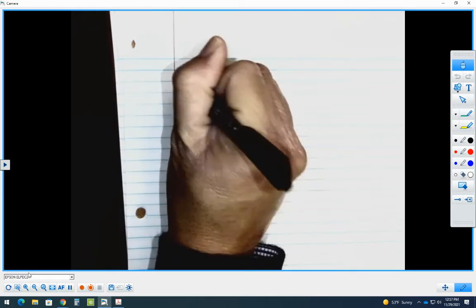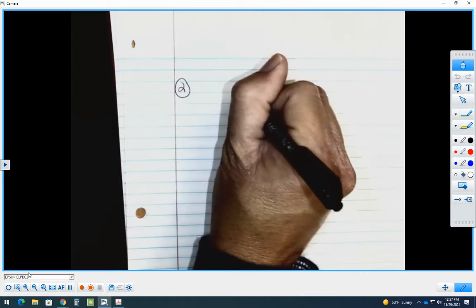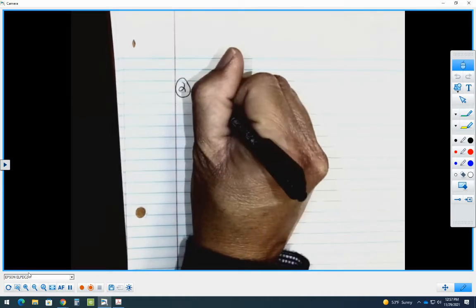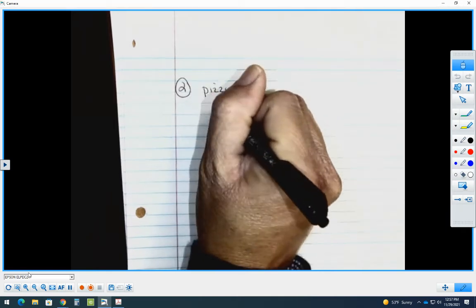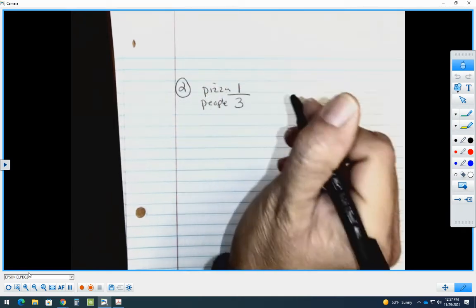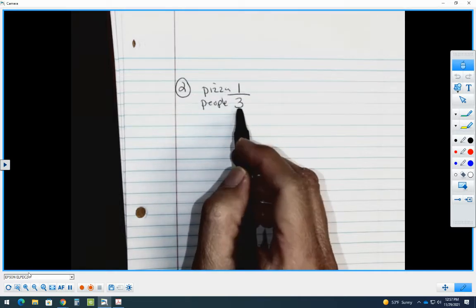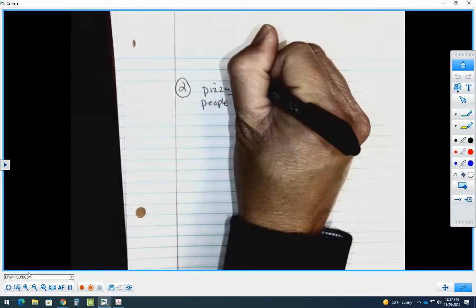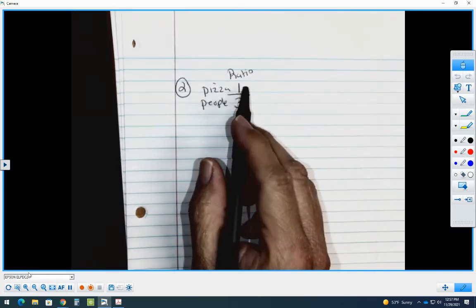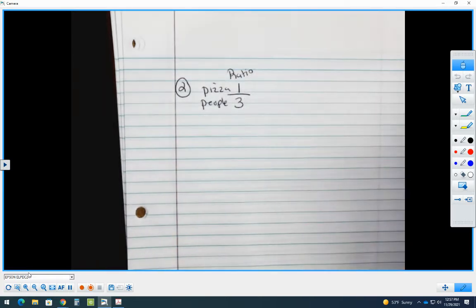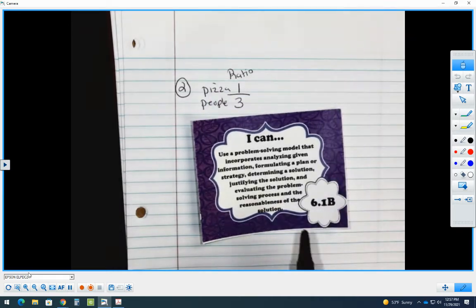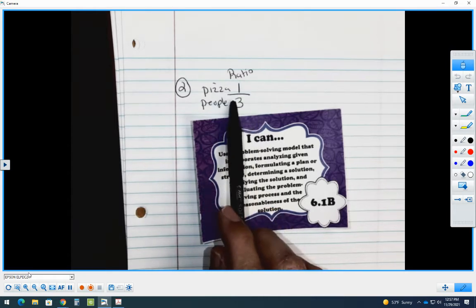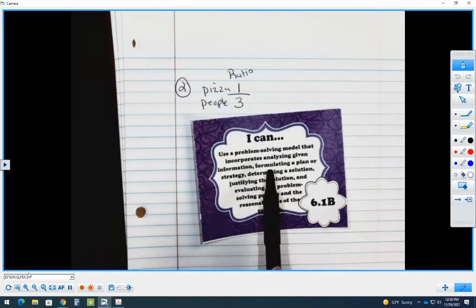So you're gonna write number 2, and I already noticed that we have 1 pizza to 3 people. So my ratio is pizza to people. So that's my ratio, 1 to 3. This is called a ratio. And once I know it's a ratio, I'm following our problem solving process, guys. What I'm doing right now at this moment is analyzing the information. I'm getting the information from the story, and I notice that we have a ratio. And once I know that I have a ratio, it says formulate a plan or strategy.